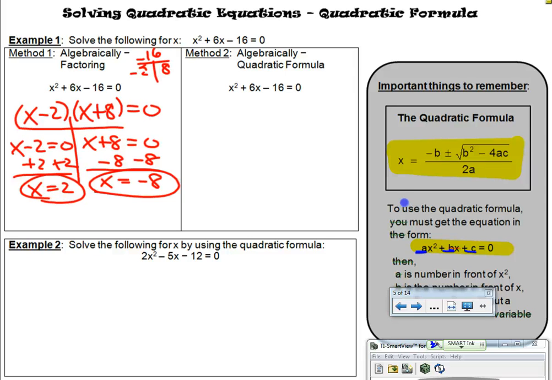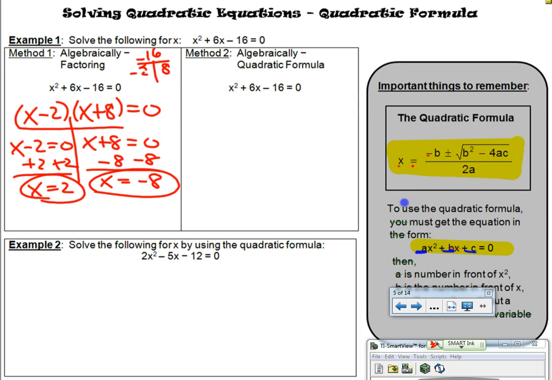And I'm going to sing a song because if you can put things to song, it helps you to remember things better. So there's a song that you can sing to help you remember the quadratic formula, and it goes to the tune of Pop Goes the Weasel. So here it goes, and I will point to it as I sing it.